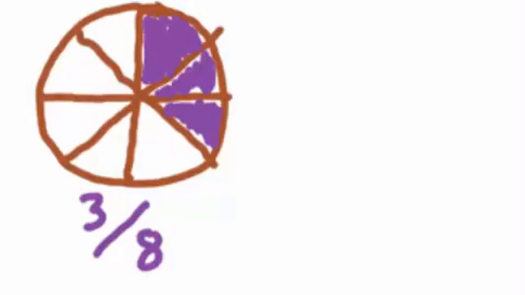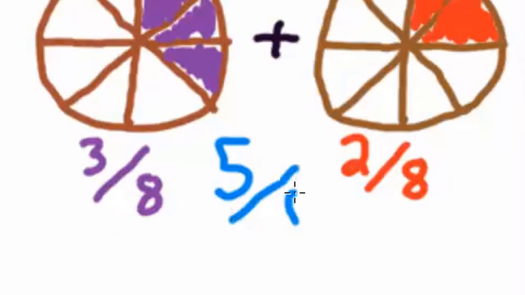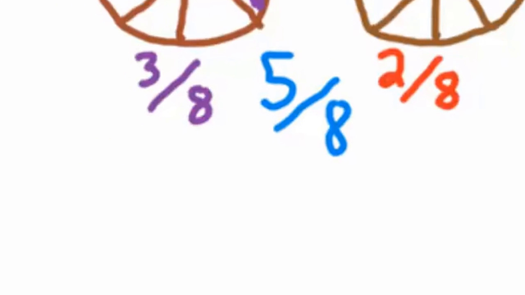Well, why would we want to do this? Imagine that we have a pizza with 3 slices left. Somebody else has another pizza with 2 slices left. We take this opportunity to think about, well, how many slices do we have together? And altogether, we would have 5 slices out of a possible 8. I added the 3 over 8 and the 2 over 8 to give me 5 over 8.